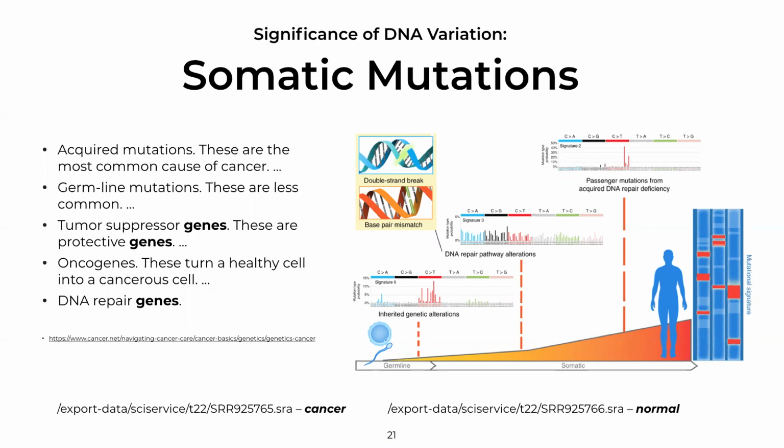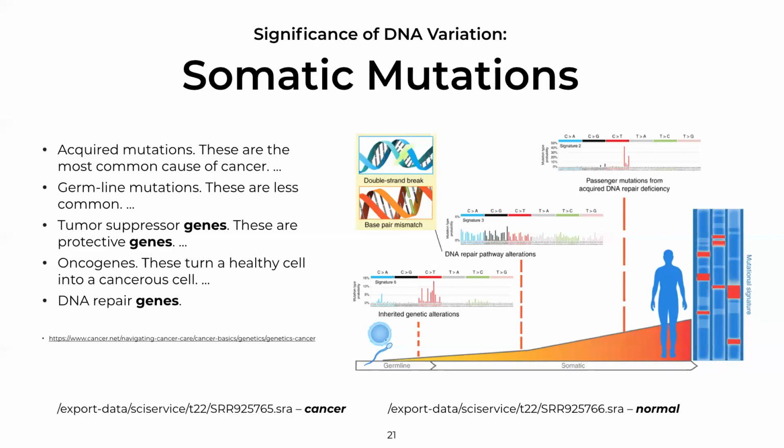The earlier in development the mutation occurs, the larger the mutant sector will be. Mutant sectors can be identified by eye only if their phenotype contrasts visually with the phenotype of the surrounding wild type cells. So with somatic mutations, you have acquired mutations, and they're the most common cause of cancer. Germline mutations are less common.